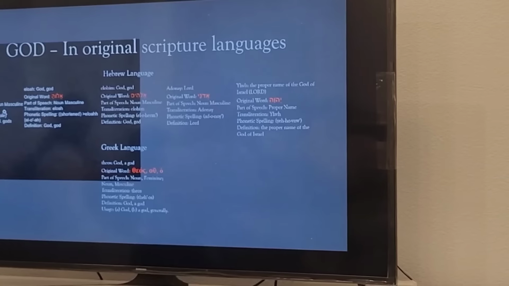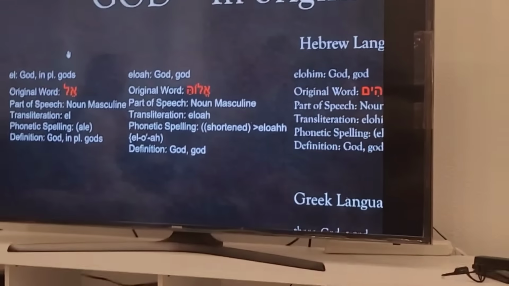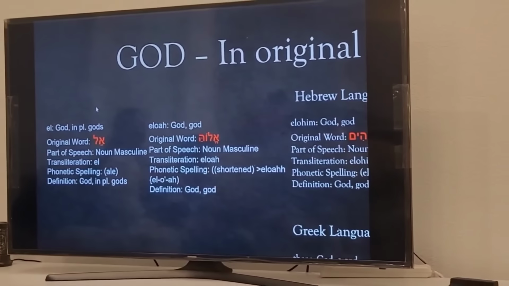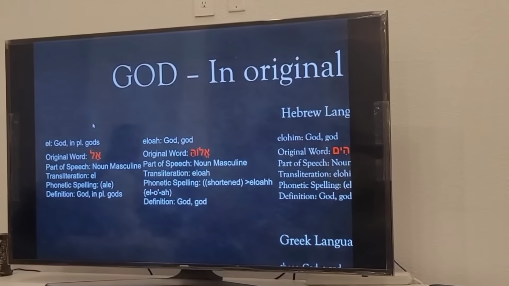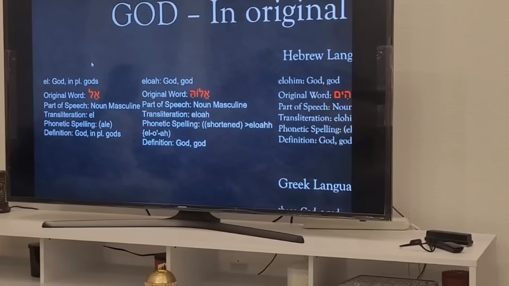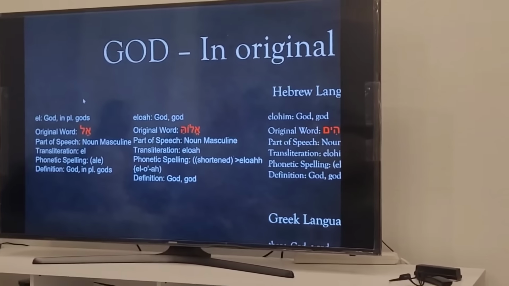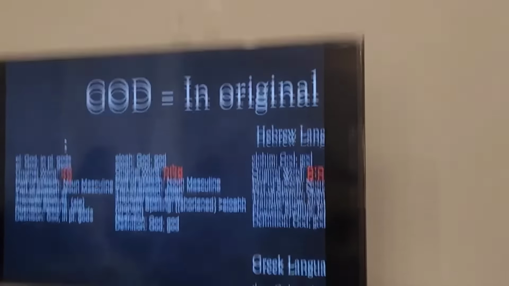What it means to say God. Okay, so I always go back to the original version, what was written, because the Bible was written in two different languages: Hebrew for the Old Testament, and the New Testament is written in Greek.